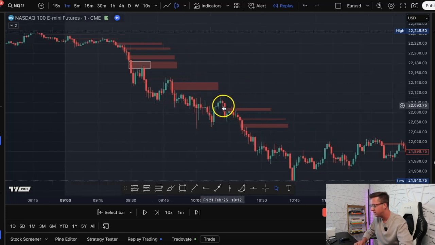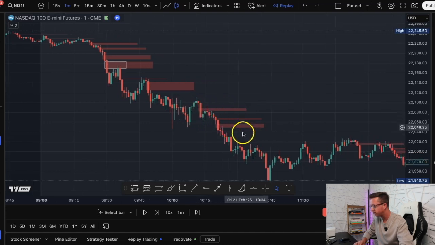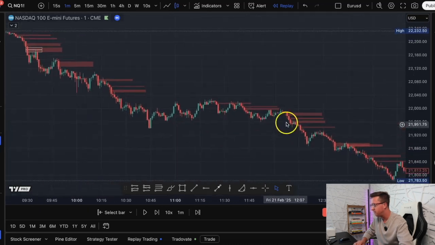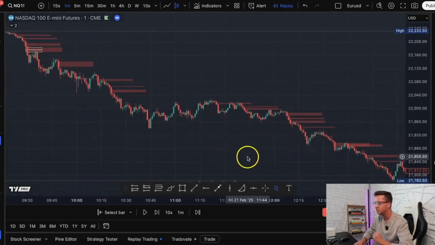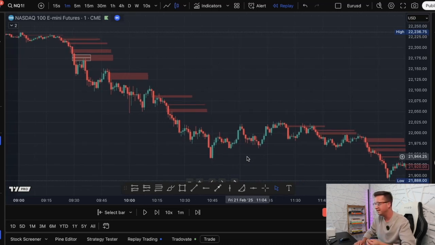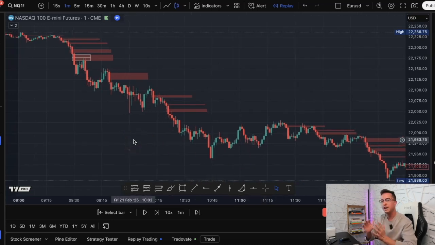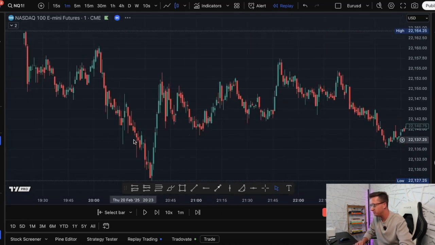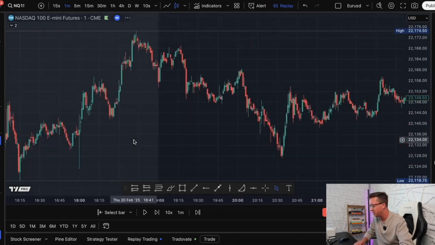You guys can see we have another fair value gap right here. We have one right here. There's another fair value gap right here. There's all these different fair value gaps that are forming as the market is dropping. So it gives you more and more opportunities to take a sell when you can identify a very clear trend. Versus when the markets are very choppy like this, it's hard to identify what's going on. The market's just ranging back and forth.